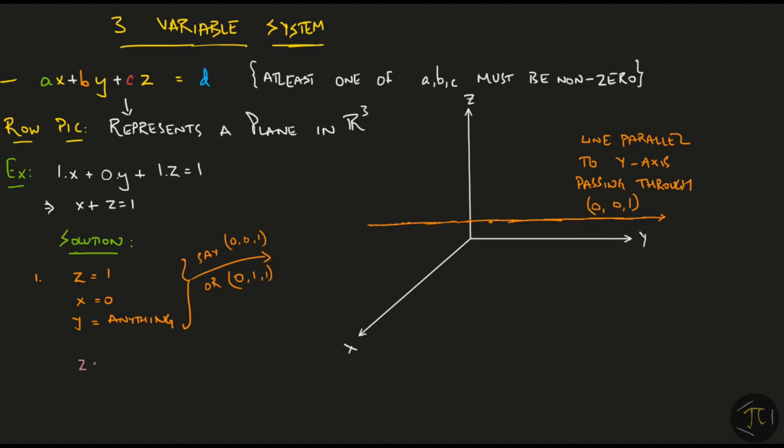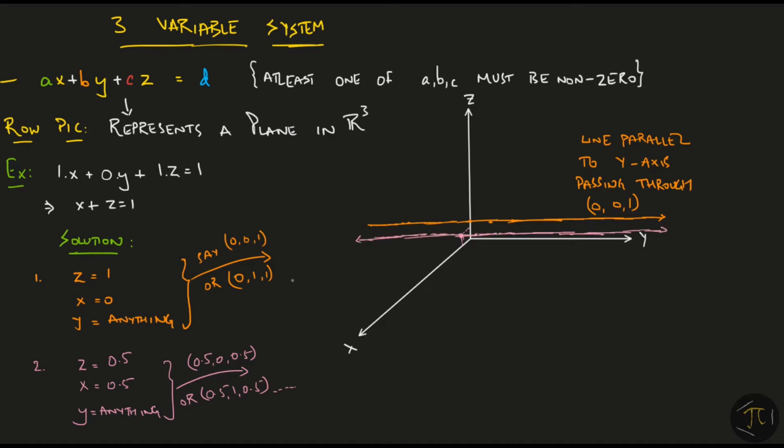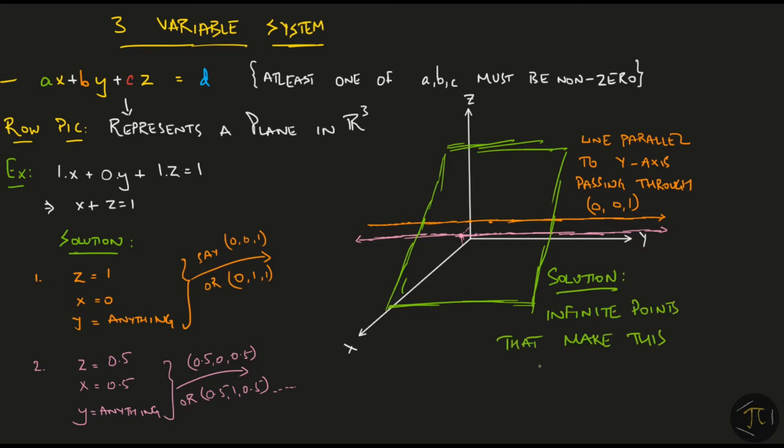Another solution to the system could be z equal to 0.5 and x equal to 0.5, and y can again be anything. And you will get points like (0.5, 0, 0.5) and (0.5, 1, 0.5) and so on. So I move to (0.5, 0, 0.5) and draw another line parallel to the y-axis. So I don't really have to worry about y. I just need to choose some x and z such that they add to 1, and for each of those infinite combinations, I can have infinite values of y. All of these lines together would constitute infinite points that make this plane.